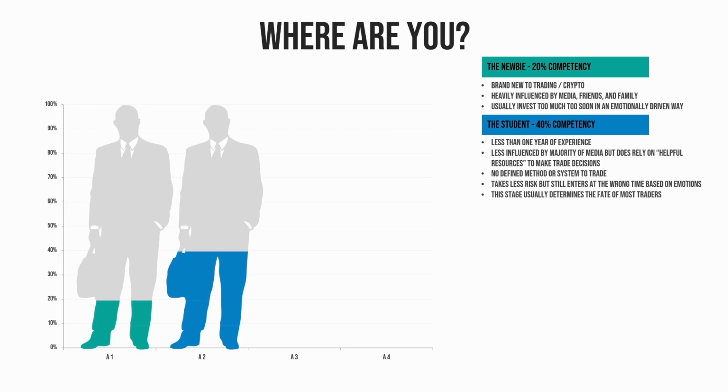These people are less influenced by the majority of media, but they still rely on helpful resources to make trade decisions, right? They'll still watch tons of YouTube videos. They'll still go and read tons of different books. And this is why we call them the student. They're in the learning mode at this point, right? And it doesn't really matter whether or not the information is good or bad. They just want information. So they'll consume as much of it as they can within the time that they're allotted to do that.